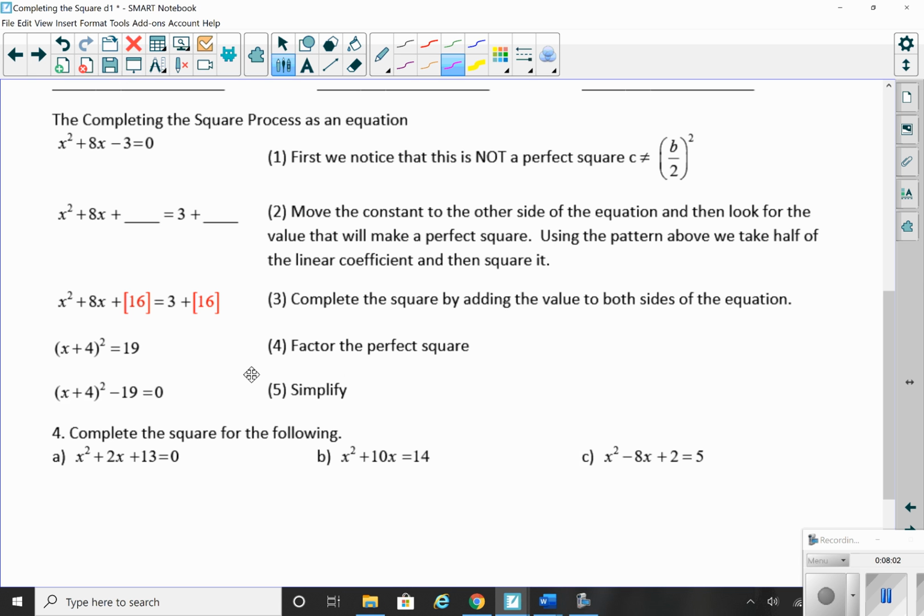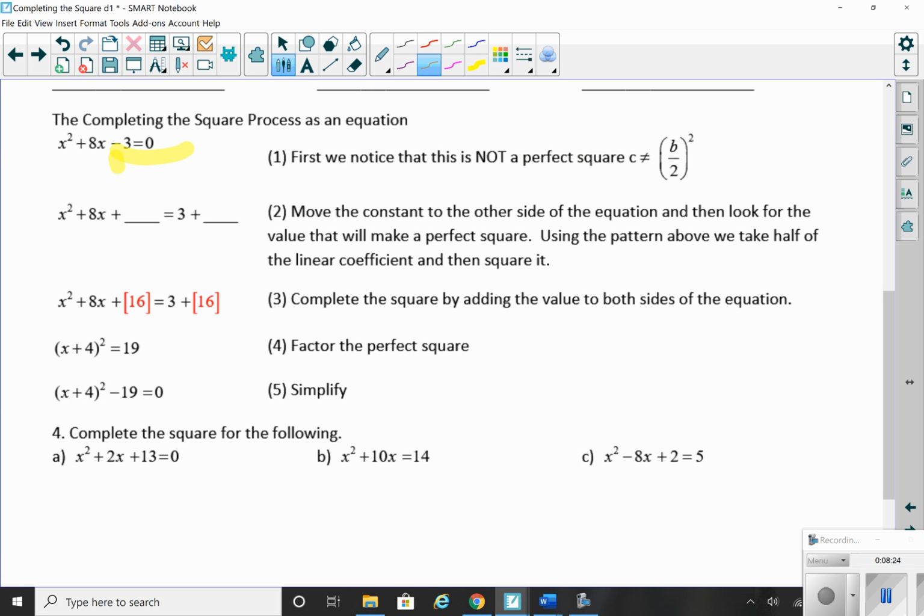So they're giving us an equation here. X squared plus 8x minus 3 equals 0. So the first thing you want to do is move your constant over to the other side, right? And then we also notice this is not a perfect square. 8 divided by 2 is 4. 4 squared is 16. That's not the right constant value. That's why we kind of push that 3 to the other side.